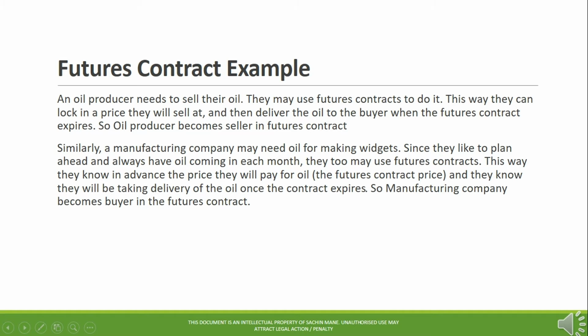Similarly, a manufacturing company may need oil for making widgets. Since they like to plan ahead, and always have oil coming in each month, they too may use futures contracts. This way they know in advance the price they will pay for oil, the futures contract price, and they know they will be taking delivery of the oil once the contract expires. So the manufacturing company becomes the buyer in the futures contract.